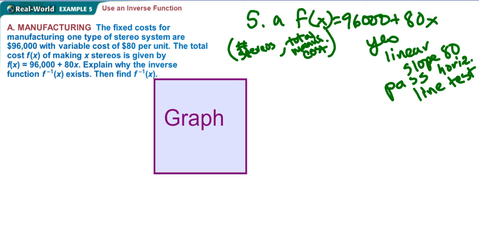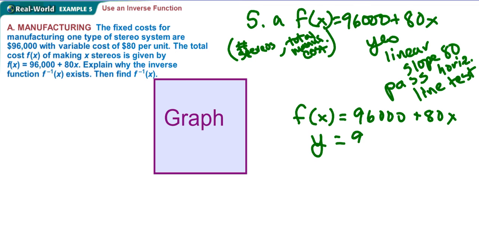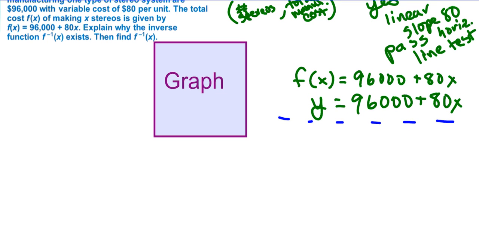And then we have to find f inverse. So I'm just going to go through all the steps. F of x is 96,000 plus 80x. So then that's y equals 96,000 plus 80x. Because I'm recording, I'm not calling on a lot of people, so I'll just go through it. This one should not be difficult. We interchange x and y, so x equals 96,000 plus 80y. And to get y alone, I'm going to subtract 96,000 and divide by 80.